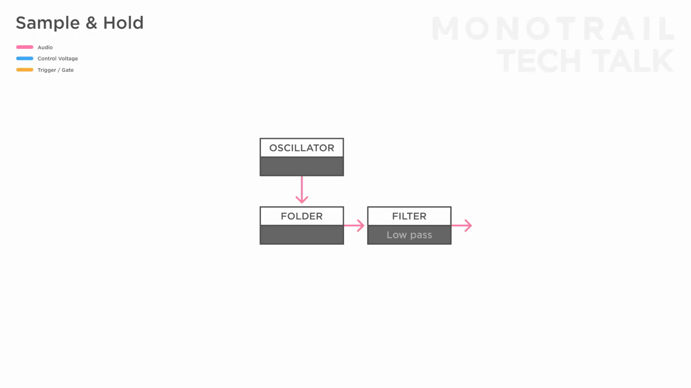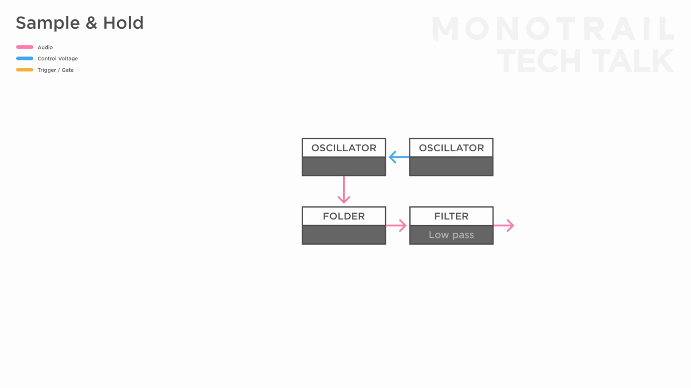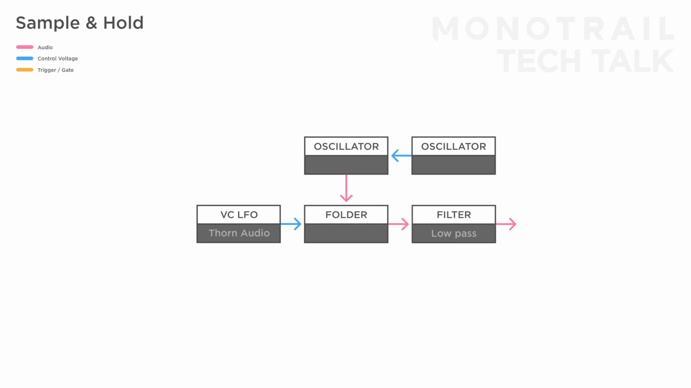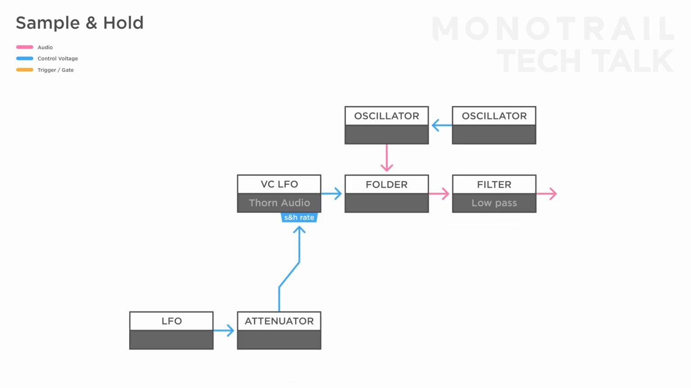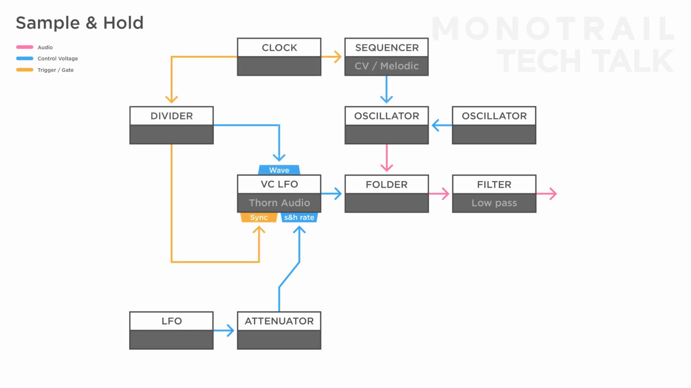Here is a simple voice, made with an oscillator, wave folder, filter, and again a second oscillator for FM. This time the VCLFO is used to modulate the folder. Like in the last patch, a free-running LFO is used to modulate the sample and hold rate, and the sequencer, clock and clock divider are used to sync the VCLFO and switch between a rising and falling ramp.